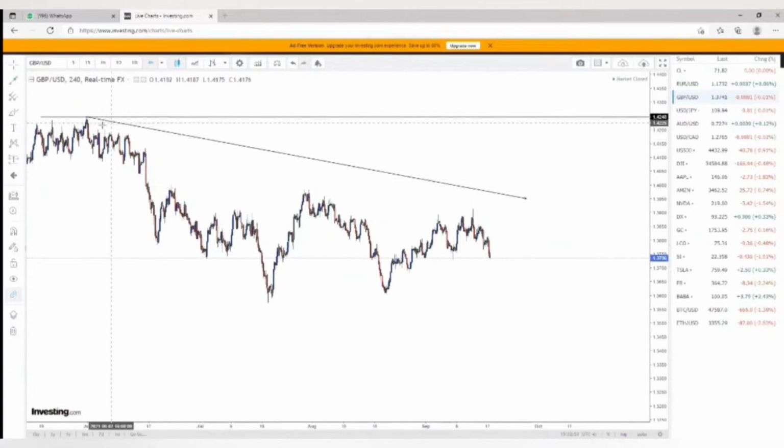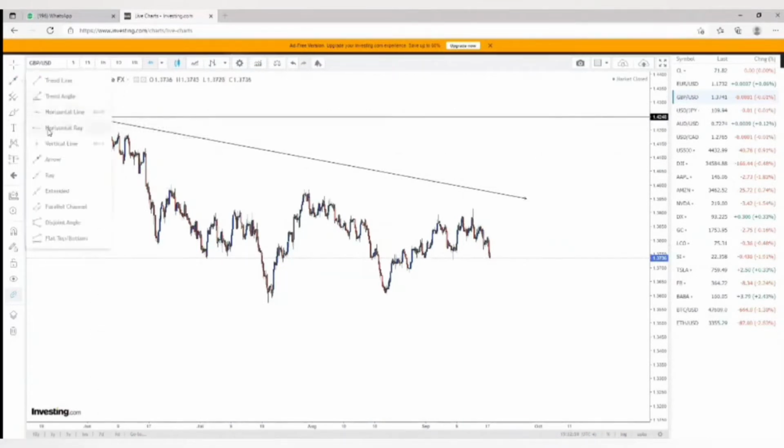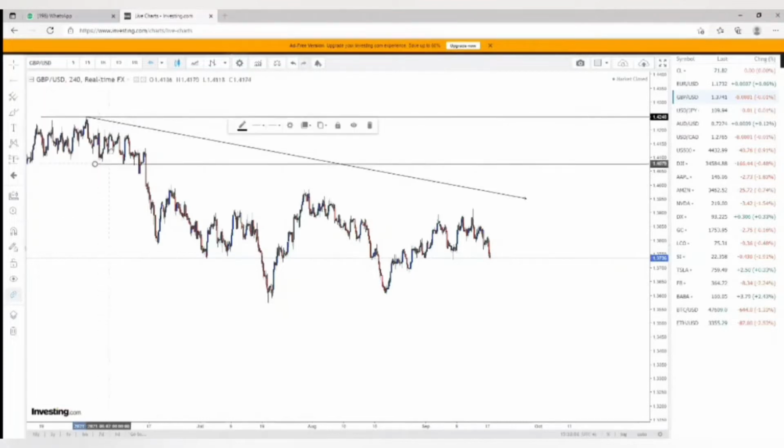So from here, we have an impulse, and then we have a correctional wave at the zone here. This is our correctional wave. Then the market gives us an impulsive wave instantly. After that, we have an impulse, and we have a correctional wave here. This is our impulsive movement.